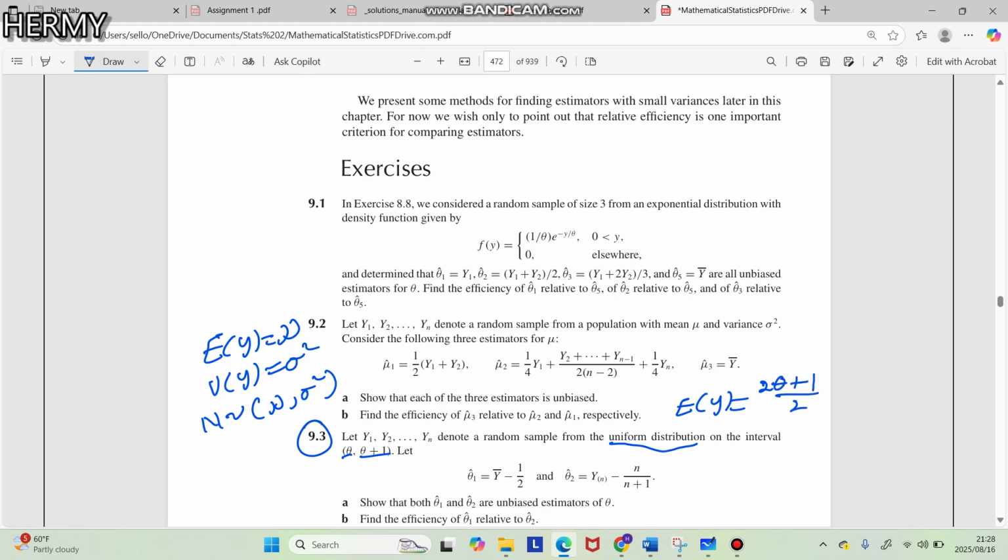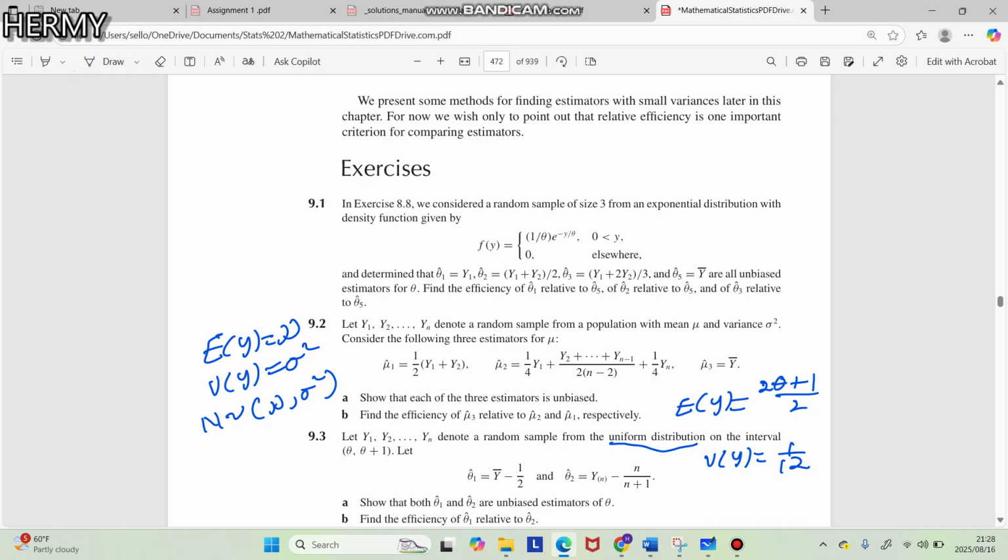That's the expected value. What about the variance? It's theta 2 minus theta 1 all squared, divided by 12. So when you do theta 2, which is theta plus 1, minus theta 1, which is theta, you square, and you divide by 12, you'll get 1 over 12, because the theta will cancel with the theta. 1 to the power 2 is just 1. So hence I'm saying, always identify the statement before.